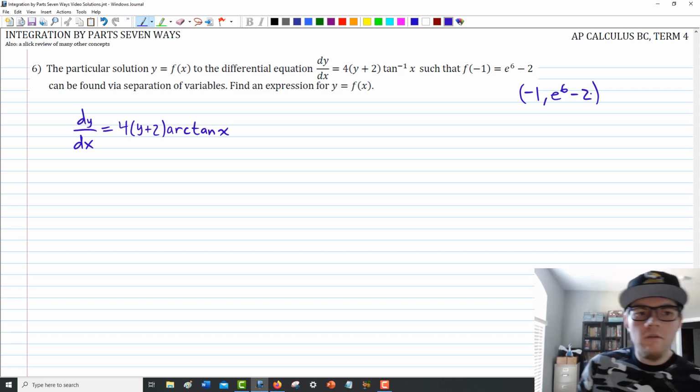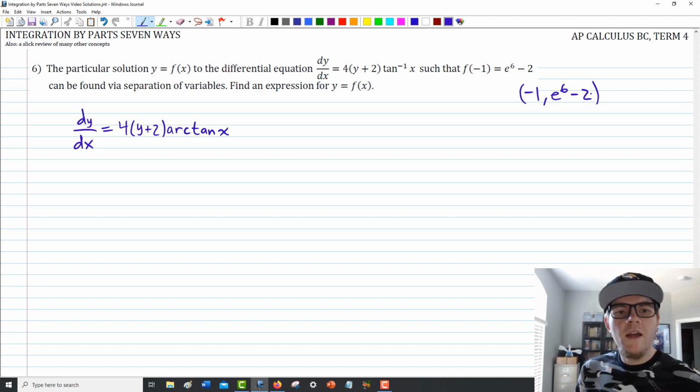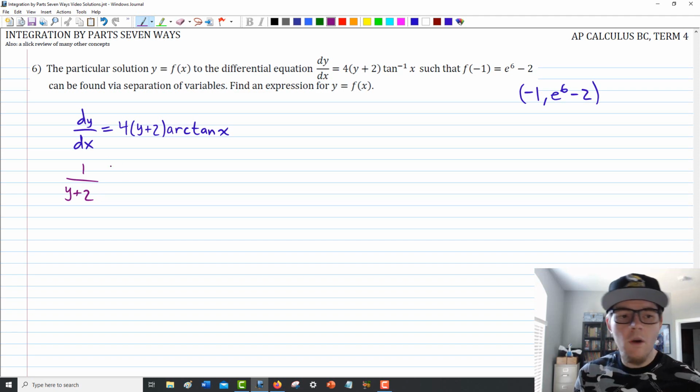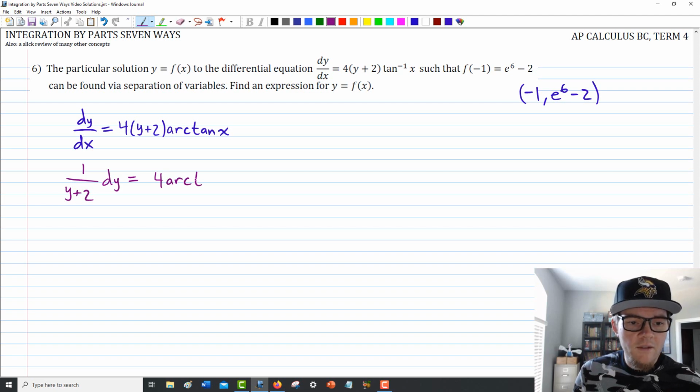There's nothing really unstandard. Found by separation of variables, find an expression for f of x. Yeah, we're solving this by separation of variables, so let's jump in and do that. I'm going to multiply both sides by 1 over y plus 2. It'll give me 1 over y plus 2 dy is equal to 4 arctangent of x.